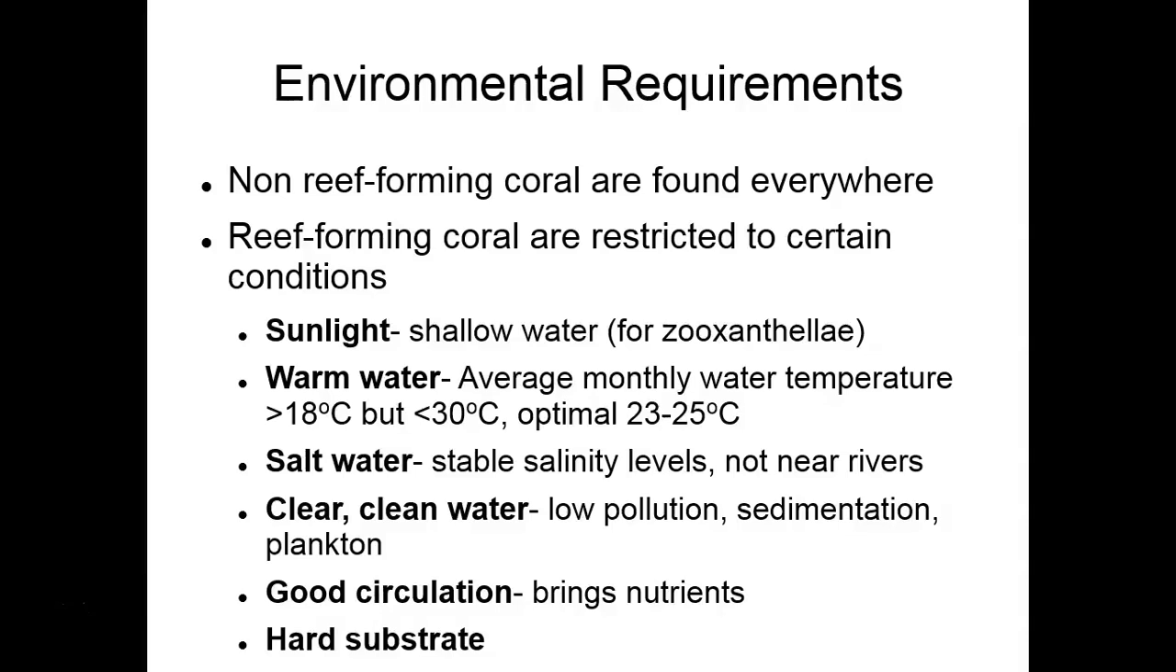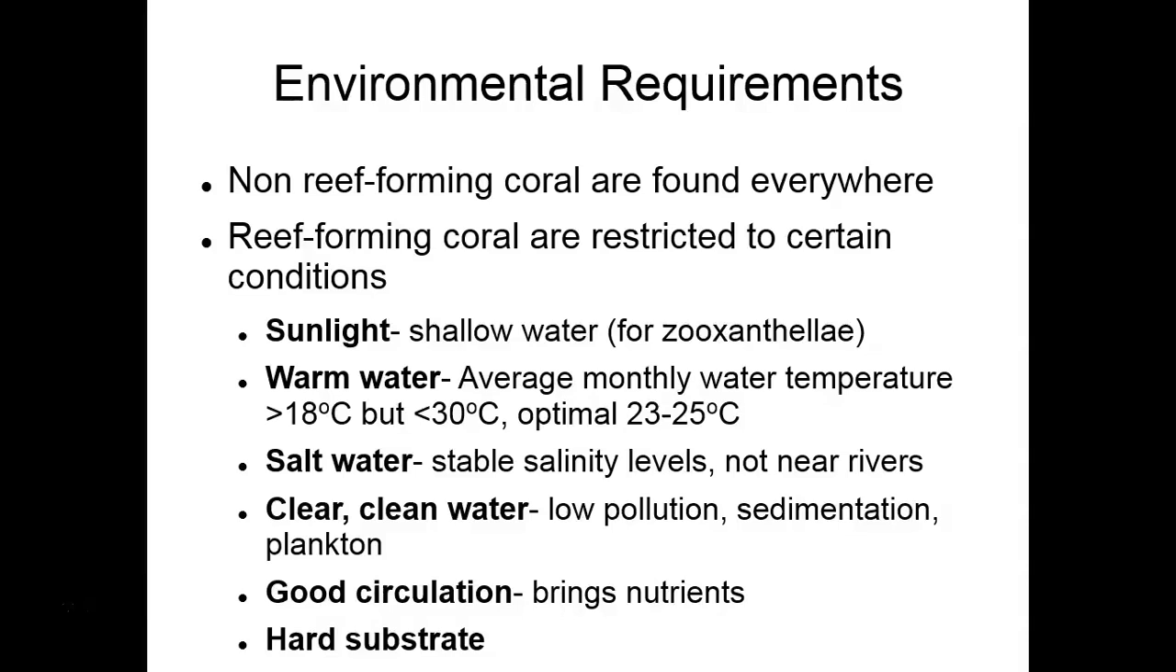They like to be in warm water, where the average monthly water temperature is between 18 degrees Celsius and 30 degrees Celsius. Their optimal temperature range is 23 to 25 degrees Celsius. Those are the temperatures in which they will grow the quickest and be the healthiest. They need to be in stable, salty environments. So not too salty, obviously, but also not near river mouths either, because the mouths of the rivers coming into the ocean is bringing fresh water into that area. So they usually are not found around rivers.